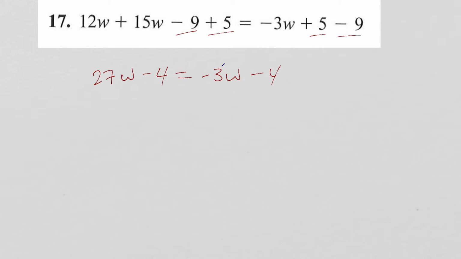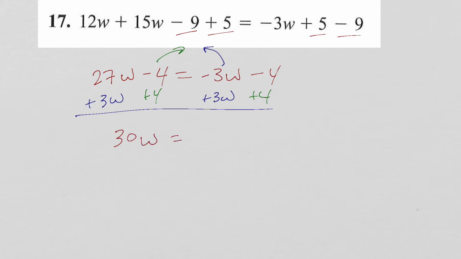Now I'm going to move my 3w to the left by adding it, and I'm going to move this 4 to the right by adding it. So we're going to get 27 plus 3 is 30w. Negative 4 plus 4 is 0. We'll solve by dividing each side by 30. And we'll get w is equal to 0, divided by anything is still 0.